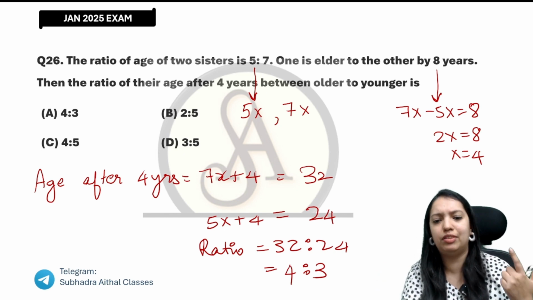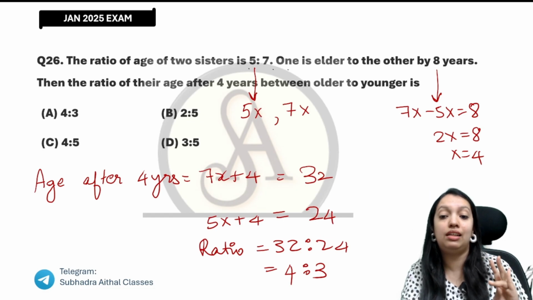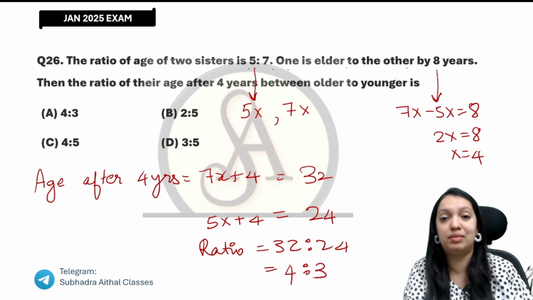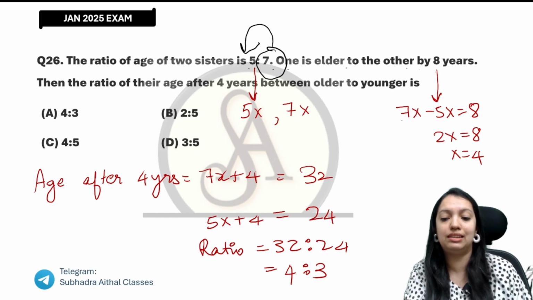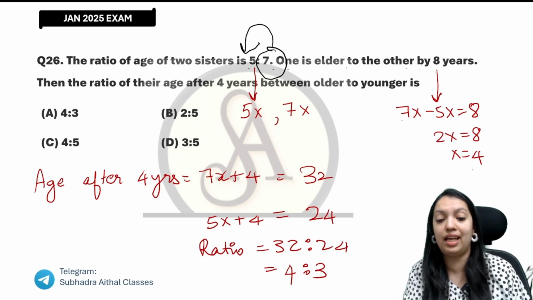Next, the ratio of ages of two sisters is 5x and 7x. 5 is to 7, the younger one is 5, the elder one is 7. The elder one compared to the younger one is elder by 8 years. That means the difference between these two, 7x minus 5x is equal to 8, x is equal to 4. So the elder one is 7x, 7 4s are 28 right now.